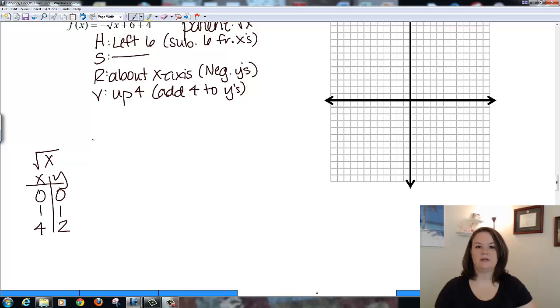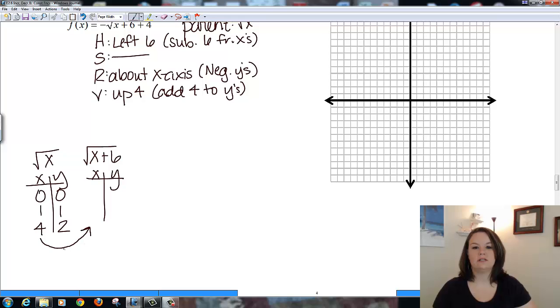First thing I need to do is my horizontal shift. So now I have the square root of x plus 6. To move it to the left 6, I'm going to take my x values from my parent function and subtract 6. 0 minus 6 is negative 6. 1 minus 6 is negative 5. 4 minus 6 is negative 2. My y's stay the same, 0, 1, 2. My next transformation is my reflection. So now I have negative square root of x plus 6.